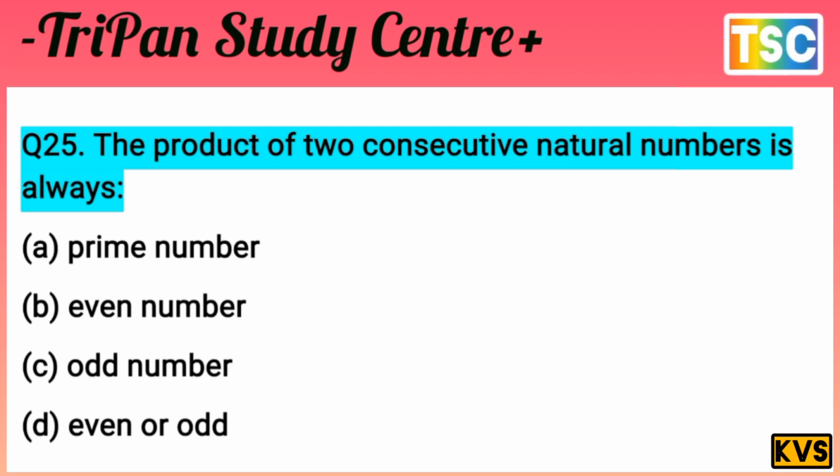The product of two consecutive natural numbers is always: A, a prime number; B, an even number; C, an odd number; D, an even or odd number. The correct option is B, always an even number. It means option B is correct. B, even number. That's important for the exam. This topic ends here. We will do the next topic in the next part.